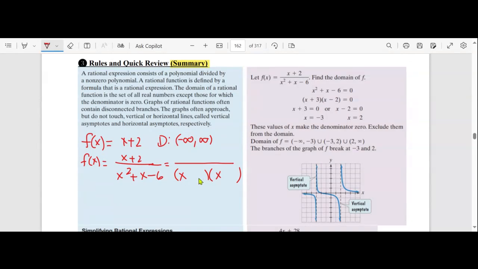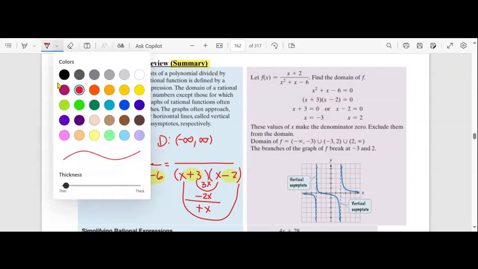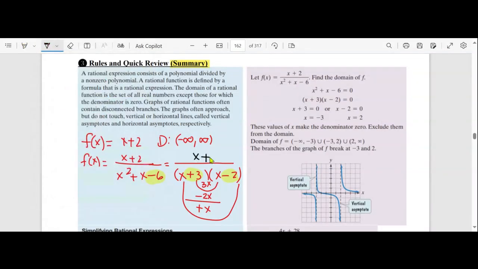So which one would you choose? 3 and 2. Plus 3, minus 2. To check your answer, you have to do what? If you add these, what do you get? Plus x, correct? And if you multiply negative 2 times positive 3, does it give you negative 6? Yes, so this is true. And then you just rewrite the one on the top.